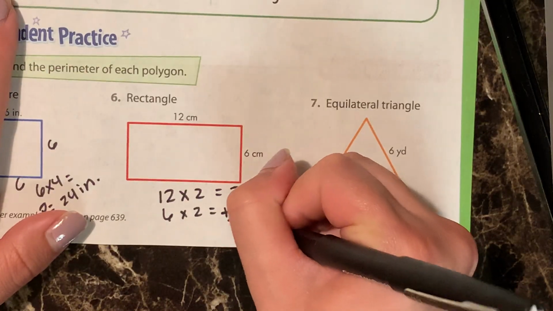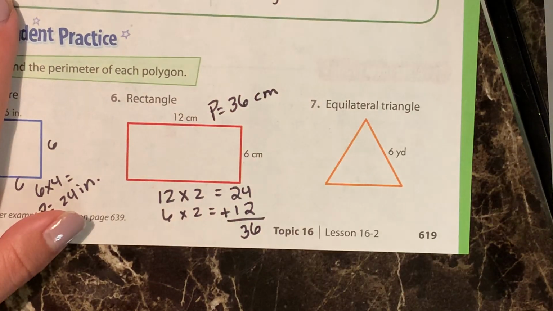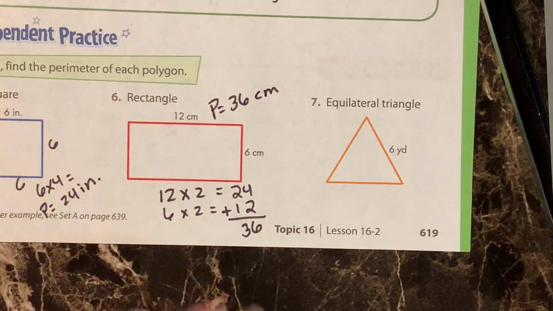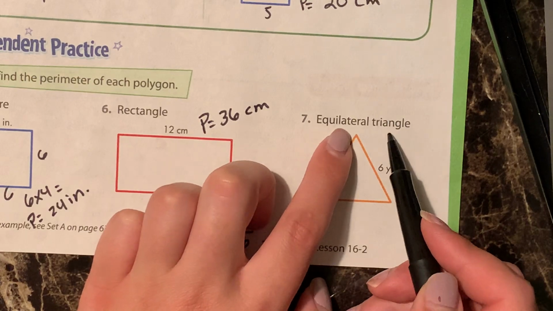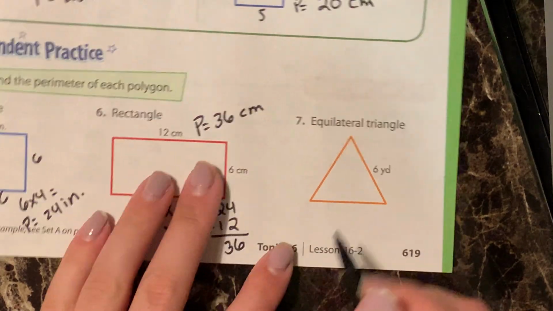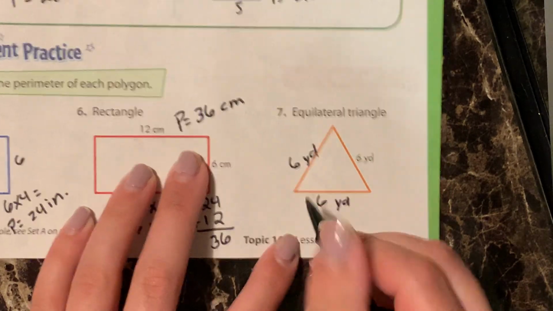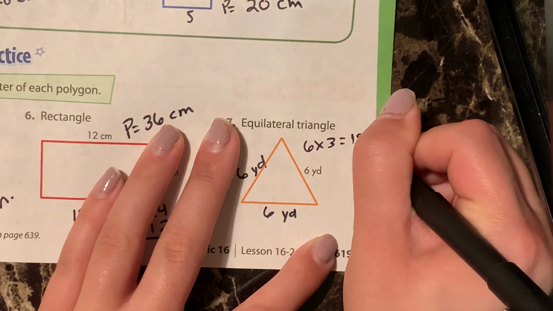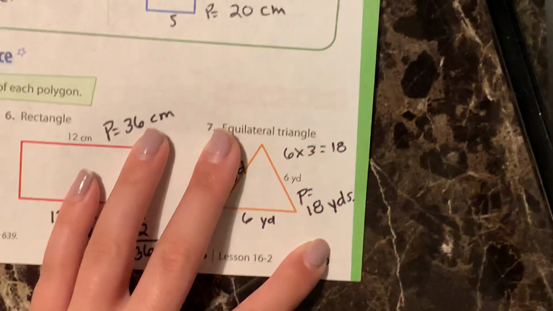Stacking it. The perimeter of this one is 36 centimeters. And you guys, if you don't like doing multiplication and addition, just add all the sides. It's okay. You're going to get the same answer. Trust me. All right, an equilateral triangle. So if one side is 6 yards, the other sides are also 6 yards. I have 6 3 times, so I could do 6 plus 6 plus 6, or I could do 6 times 3, 6, 12, 18. So the perimeter equals 18 yards. Okay, very nice job.